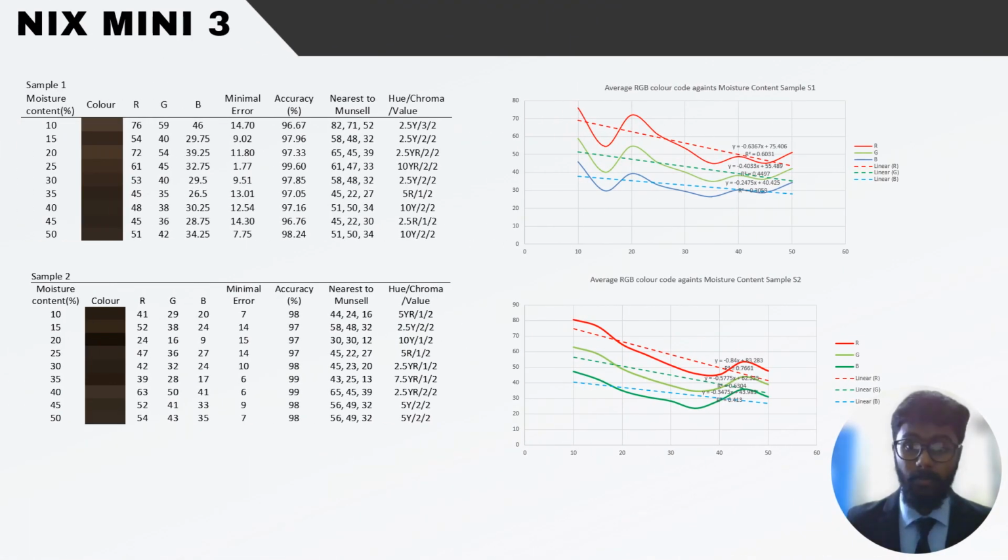For the second test, we conducted the Nix color sensor color code testing on the standard proctor test for sample 1 and sample 2, and we got results where the RGB value decreased from the 10% to the 40% mark, and later increases from 40% onwards, which shows the optimum moisture content where it has the darkest color possible.